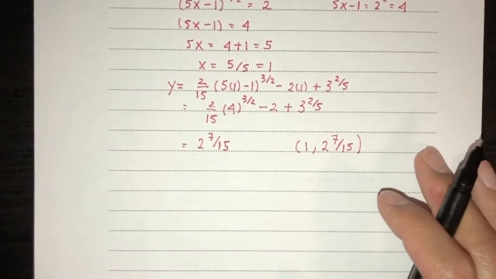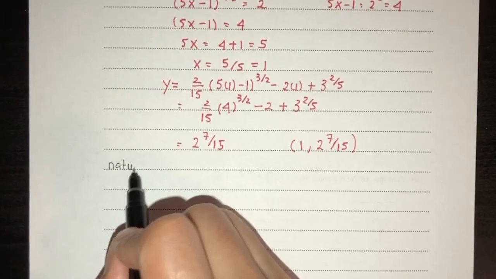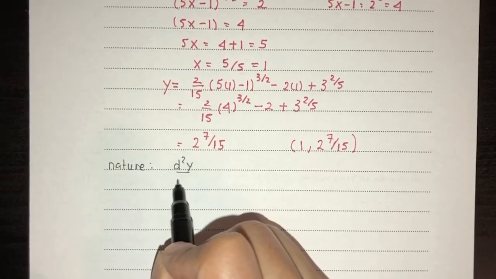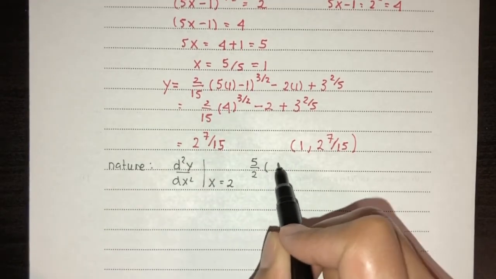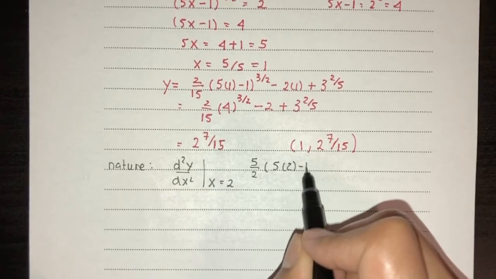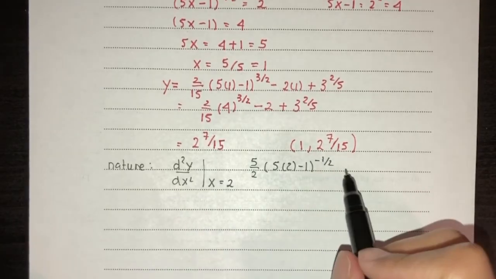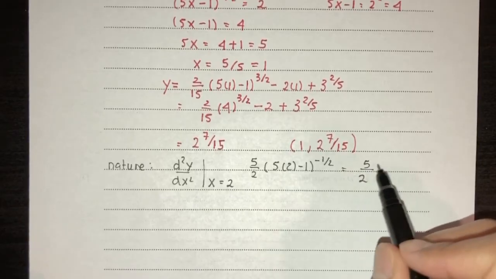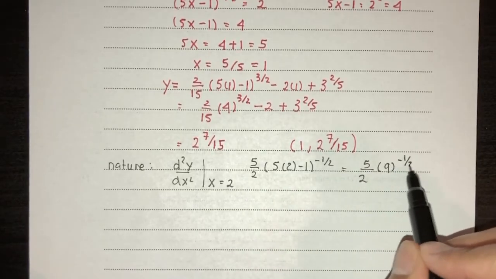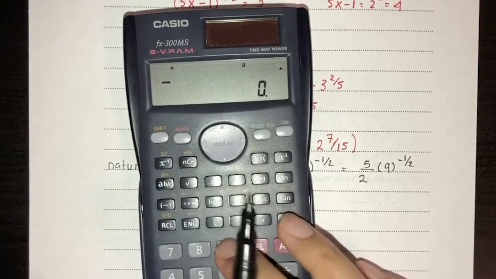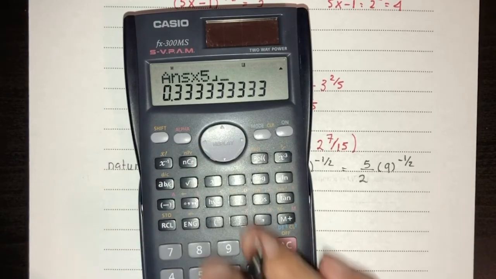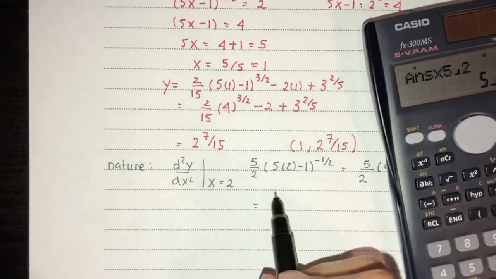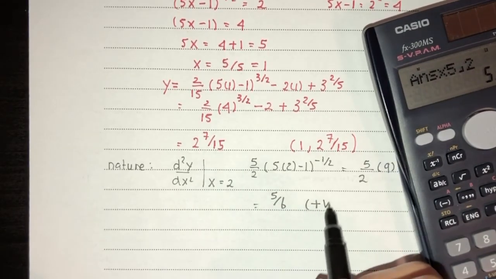Now to find the nature of a point, we have to use d2y by dx2. So let's do that. We have to find d2y by dx2 at the value of x equal to 1. That will be 5 over 2 times (5 times 1 minus 1) power minus half. That will become 5 over 2 times 4 power minus half. Let's see what we get. So 4 power minus half is what? This times 5 over 2. That will be this value, 5 over 4, which means it is a positive value.